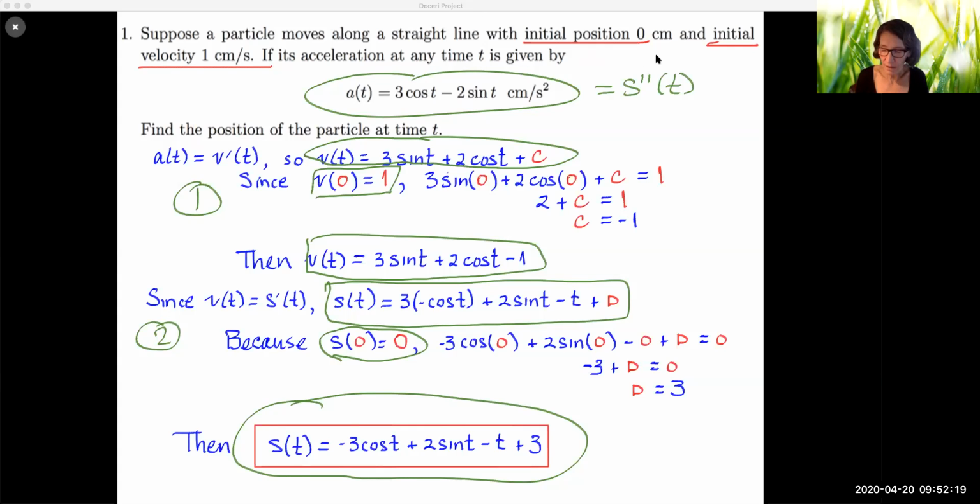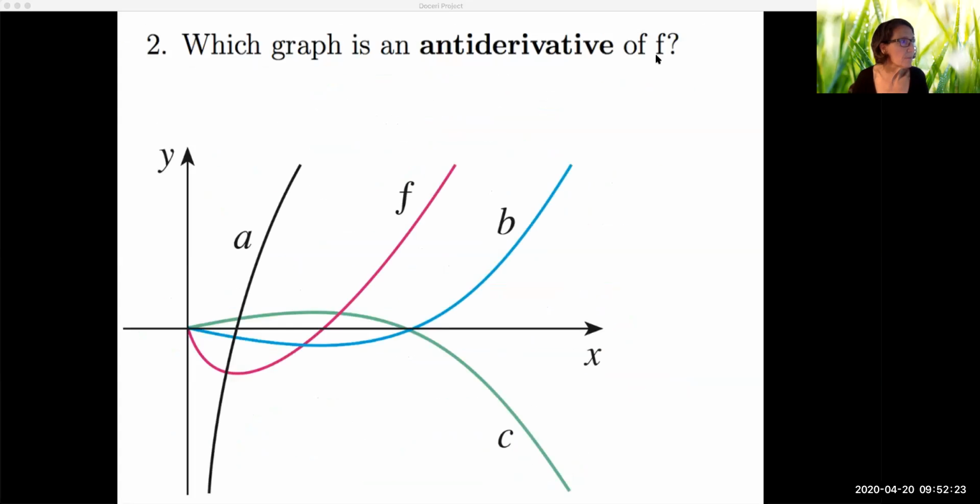All right, let's look at the second example on that first handout. We're given four graphs. The red one is the graph of little f. Little f of x is the red graph. The other three are candidates for the antiderivative of f.